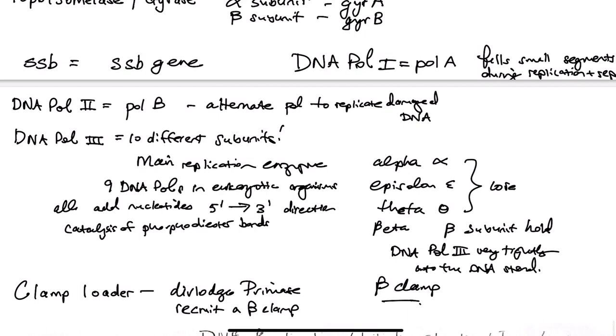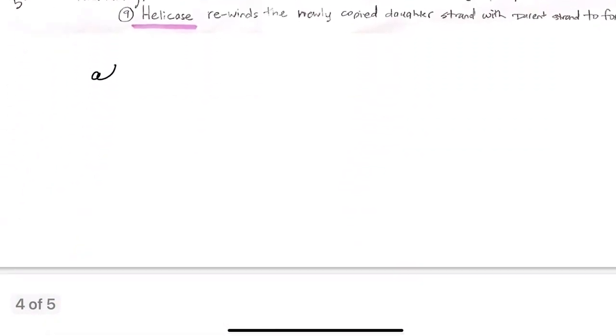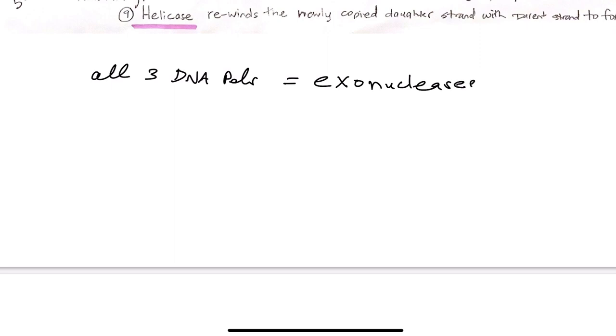exonucleases. So let's move down here a little bit where we have more space. All 3 DNA poles, right? So this is 1, 2, and 3. They are exonucleases. Now, this is something we haven't discussed before. What is an exonuclease? Well, it removes nucleotides. That's important to remember. It removes nucleotides in the 3' to 5' direction.